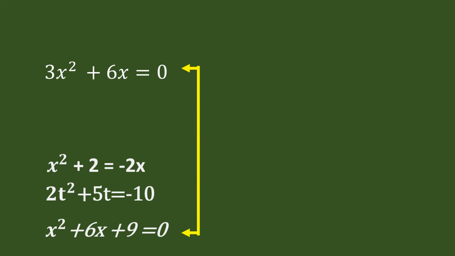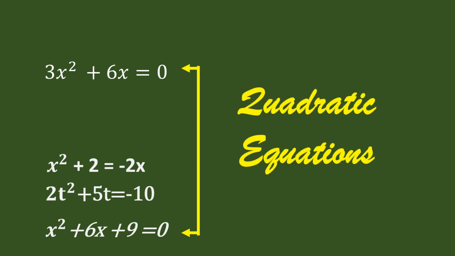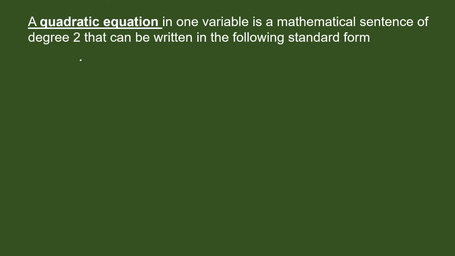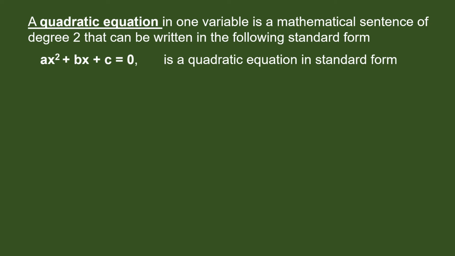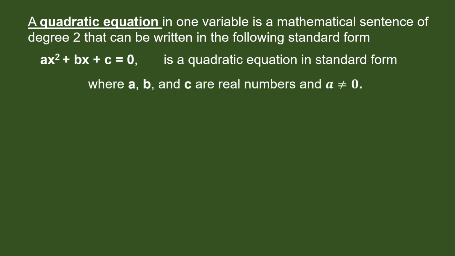The equations left, 3x squared plus 6x equal to 0, x squared plus 2 is equal to negative 2x, 2t squared plus 5t equal to negative 10, and x squared plus 6x plus 9 equal to 0 are called quadratic equations. A quadratic equation in one variable is a mathematical sentence of degree 2 that can be written in the following standard form: ax squared plus bx plus c equal to 0, where a, b, and c are real numbers and a is not equal to 0.